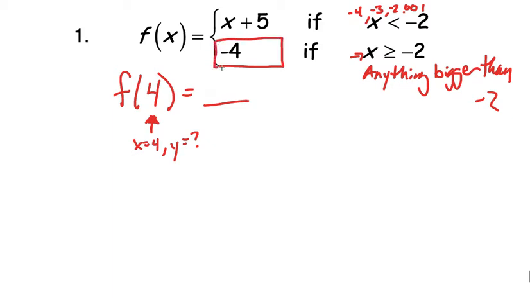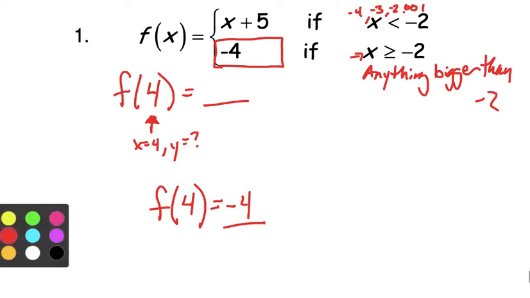A lot of kids panic when they see this because they think, well, there's no x value. What do I do? But if there's no x anywhere for you to plug in your number, that means that whatever they tell you is the answer. So in this case, f of 4 would be -4.